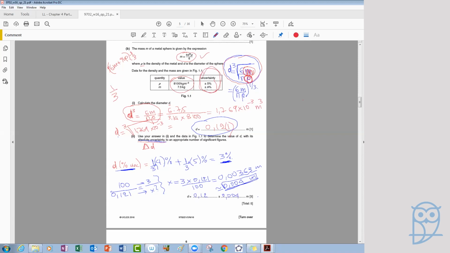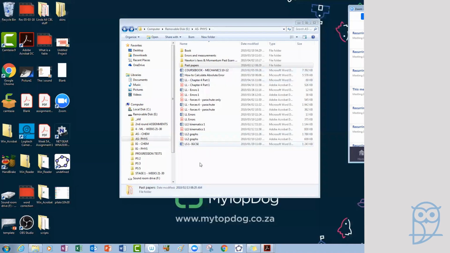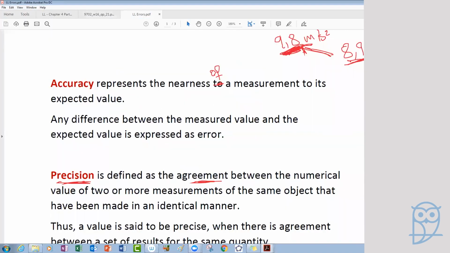Okay. Let's find one of the past problems. Forces. Here there's an error. Okay, let's see.